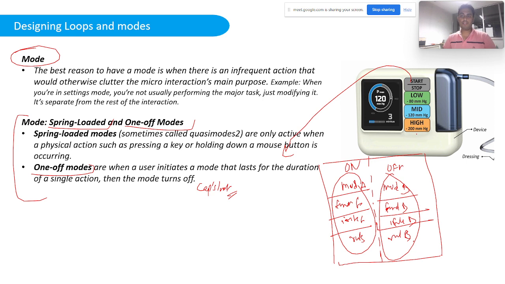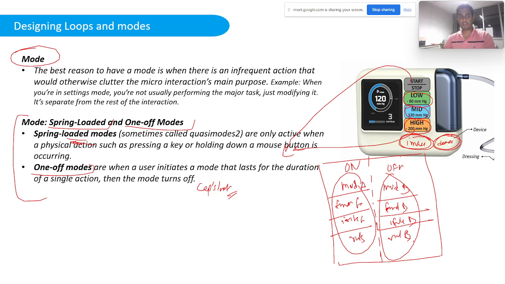However, you can use these buttons as spring loaded modes instead of fixing their values. For example, you can have an increase button. As long as you press this increase button, it will keep increasing the pressure level. Similarly, you can have a decrease button. As long as you press this button, it will keep decreasing the pressure value. So those are spring loaded modes.